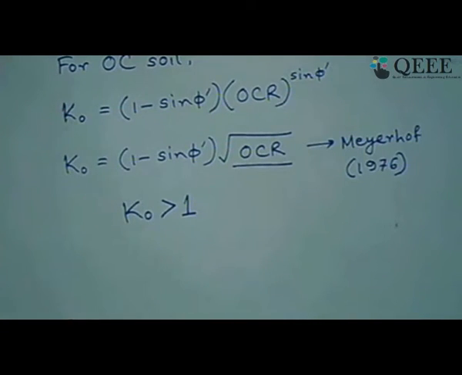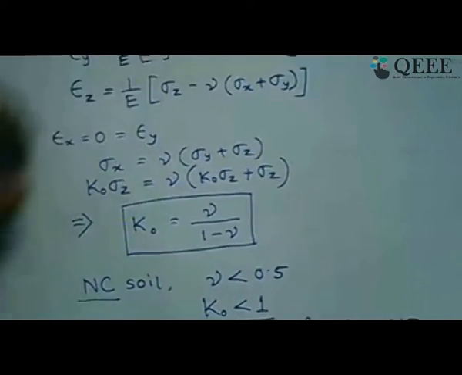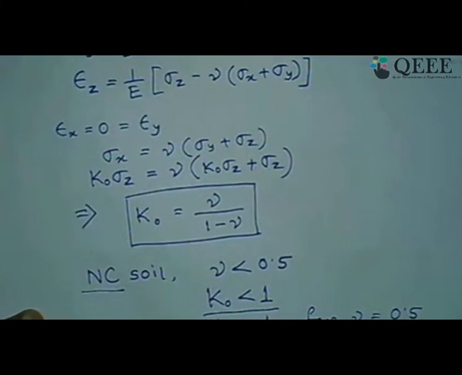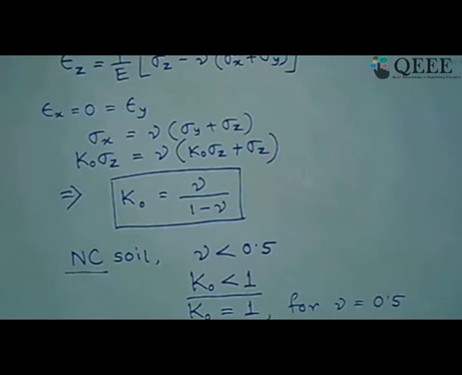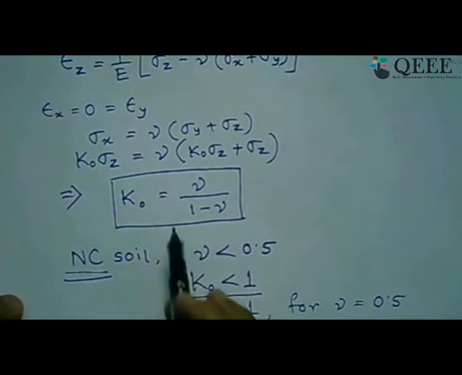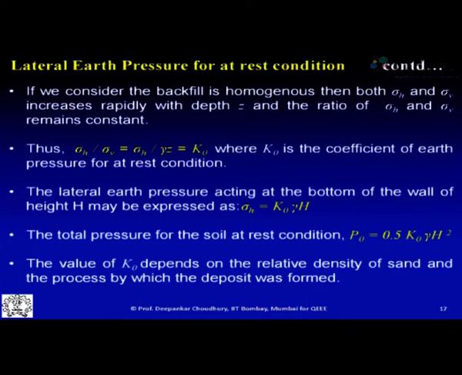Now there is another conventional equation, other than this theory of elasticity, to obtain the K naught. That equation, let me put it here. K naught is given by 1 minus sine phi dash, which is known as Jaky's equation. Jaky gave this equation for obtaining the K naught, but again you can see this is for NC soil. To repeat, this Jaky's equation is valid for normally consolidated soil, or you can use this theory of elasticity also, but for over consolidated soil you have to use Meyerhof's equation or Kulhawy's equation.